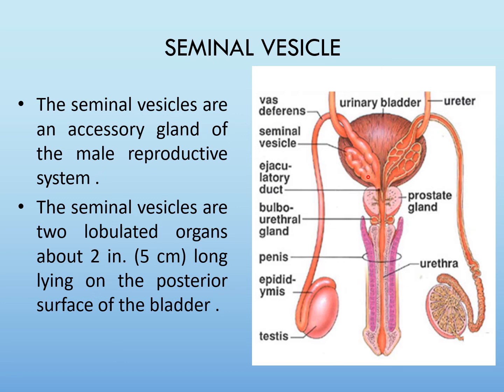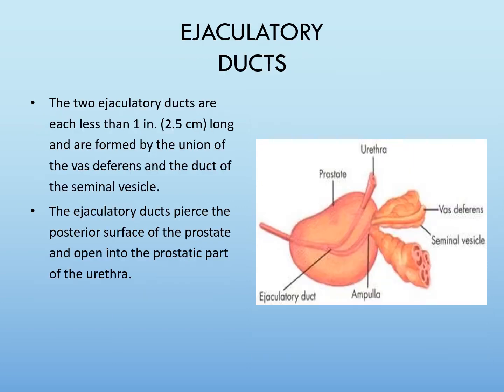This is the full view and this is the cross-section view of the seminal vesicle. And this is the vas deferens, and here you can see the dilated portion of the vas deferens called the ampulla. The vas deferens and the seminal vesicle duct join together and form the ejaculatory duct that opens into the prostatic part of the urethra through the prostate gland. The seminal vesicle is about 5 cm in length.